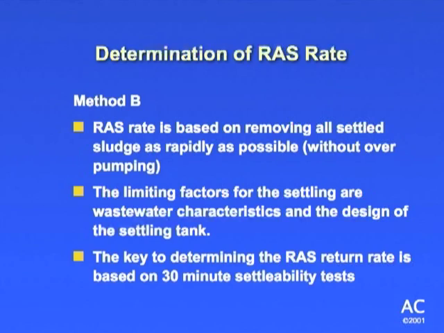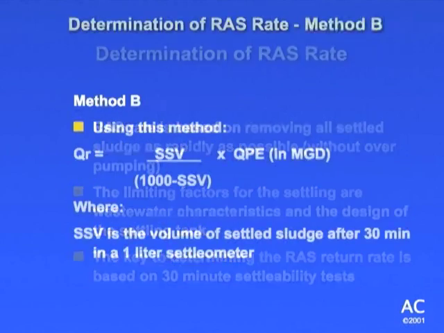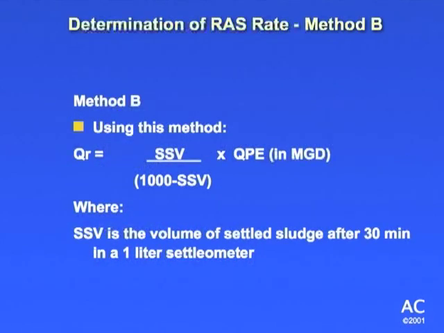So another method you can use is to set your RAS rate based on removing all settled sludge as rapidly as possible without overpumping, because you don't want to be making thin soup out of the stuff. The limiting factors for the settling are wastewater characteristics and the design of the settling tank. Again, there could be temperature differences with the wastewaters, how well it's going to settle, and how the settling tank operates. So the key to determining the RAS return rate is based on the 30-minute settleability test in this case. This gets way more involved, but I'm still going to present it to you because it is one of the forms that's still used.